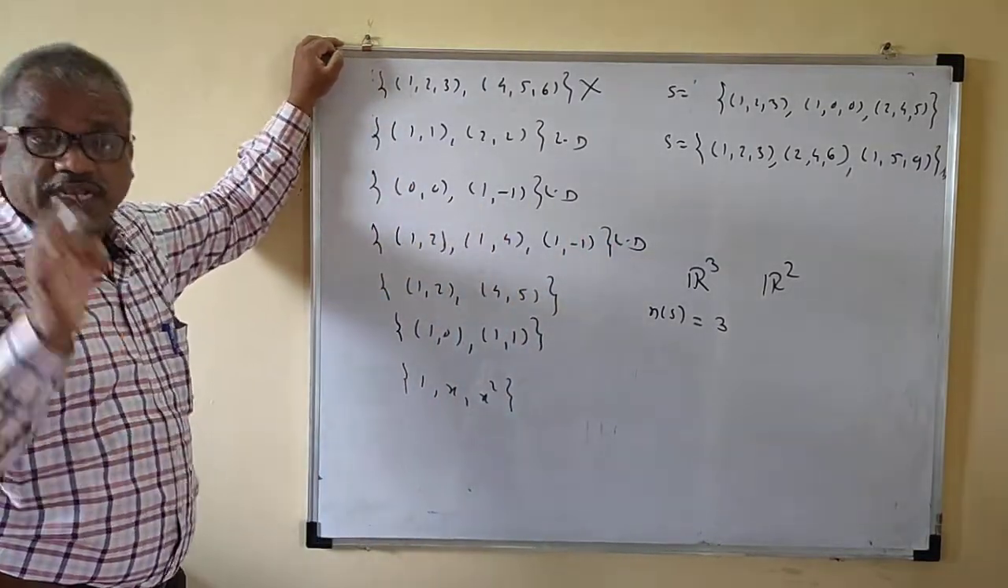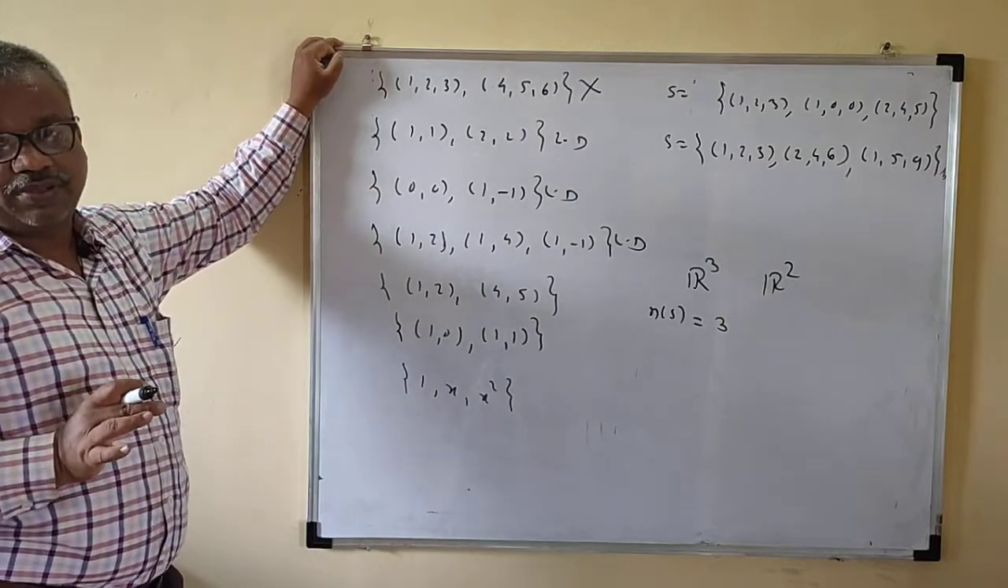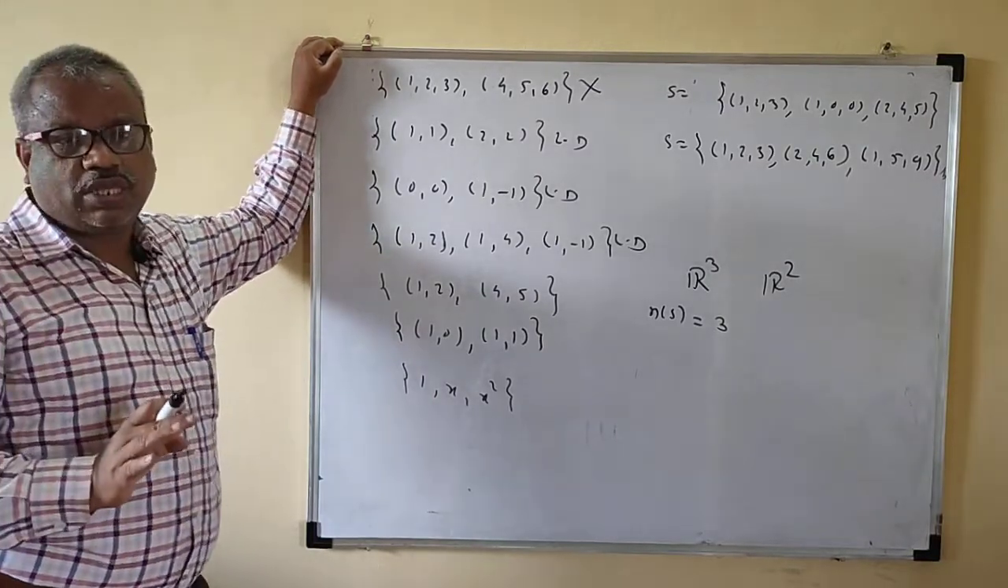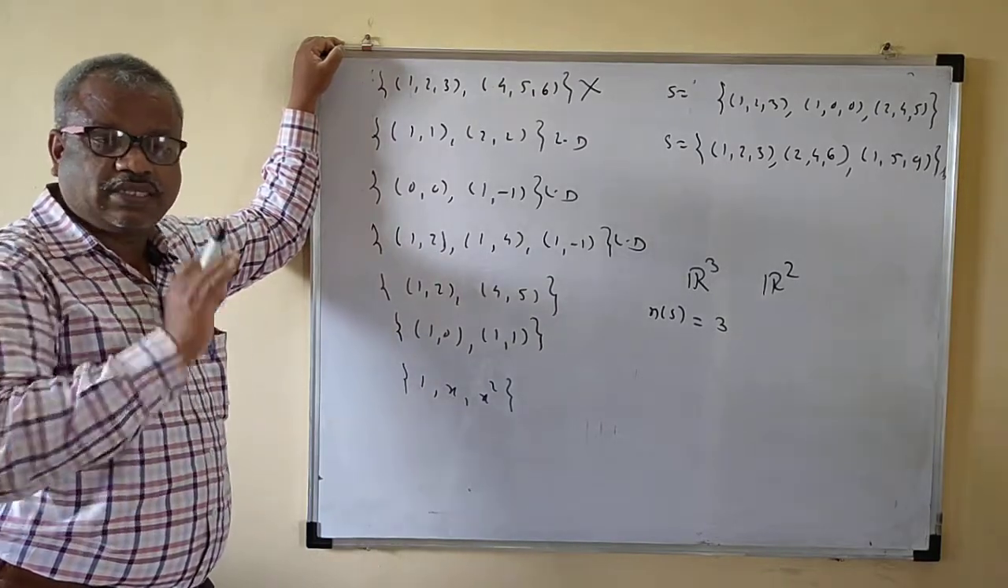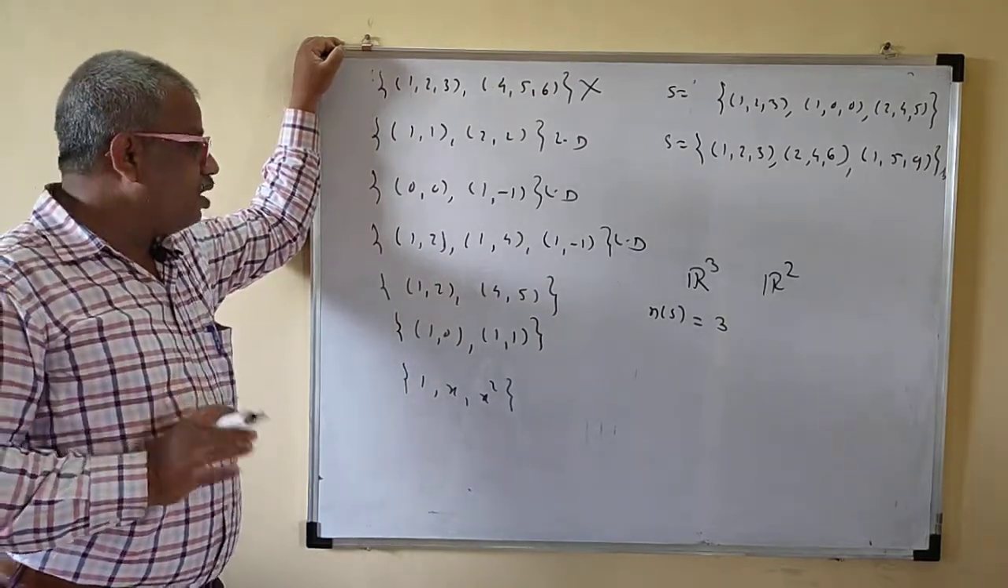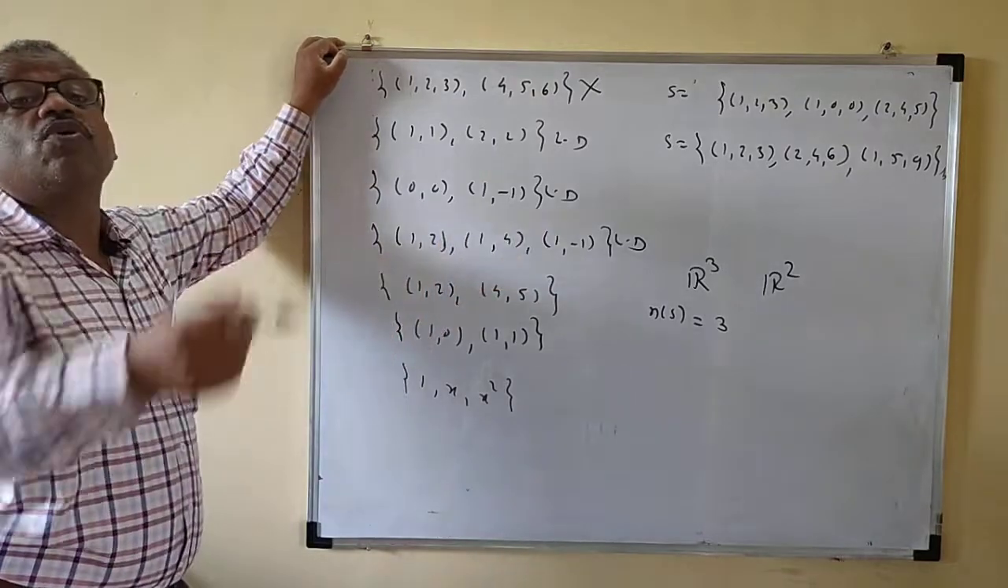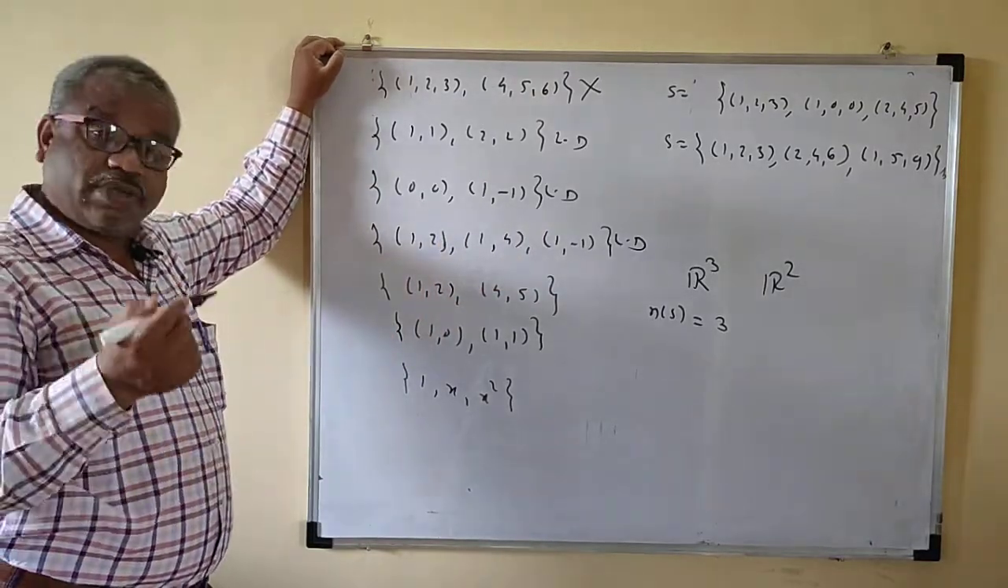Because basis means what? It is linearly independent and S spans R2. Okay, so both conditions should be satisfied by S. If both conditions are not satisfied by S, it will not be a basis. So this is not a basis because it contains more than 2 vectors, which is always linearly dependent.